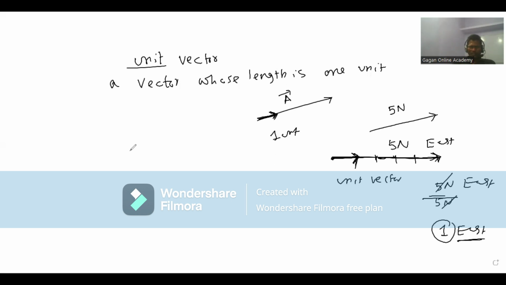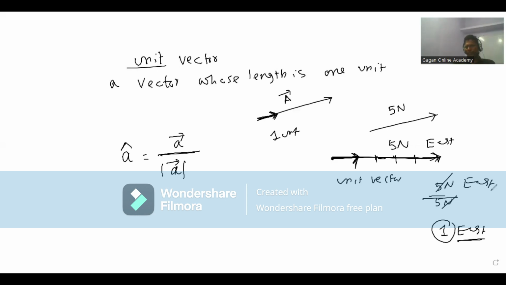A unit vector is denoted by small letters, with a cap symbol put over the A. So unit vector A cap is equal to vector A divided by the modulus of vector A. Here we have to write the vector, then divide by the magnitude of the vector. This will give us the unit vector.